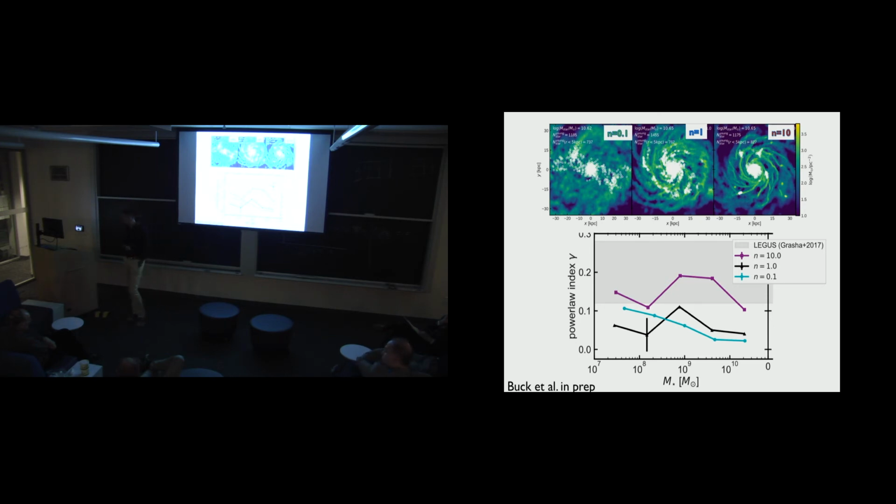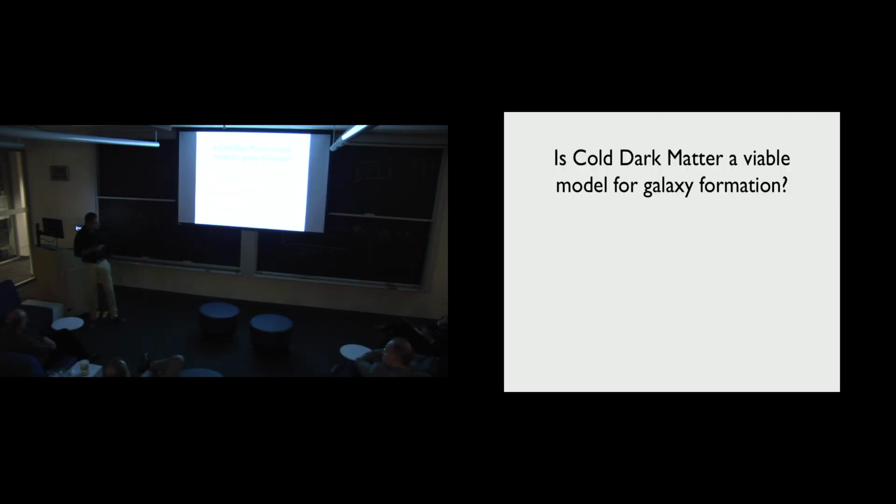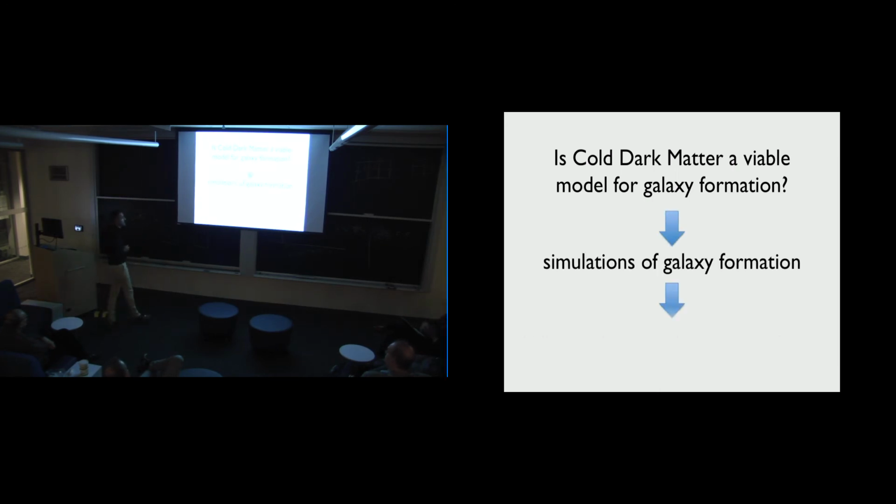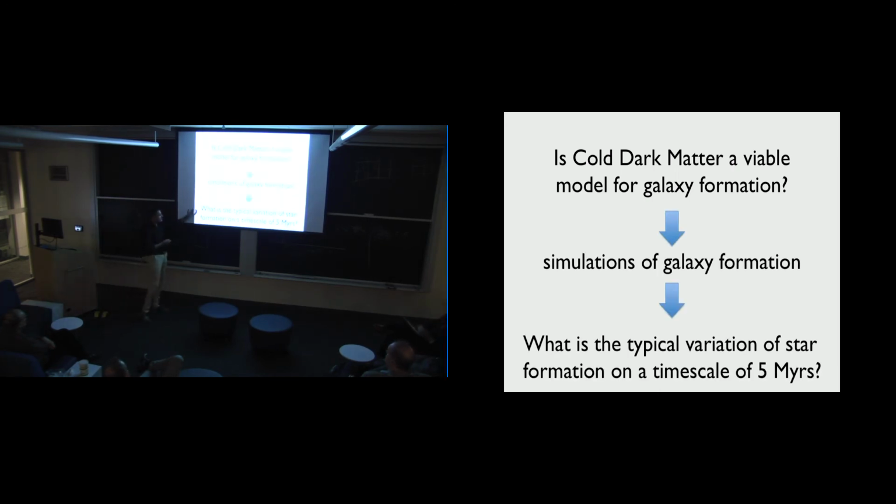So the main point here is that I don't want to convince you that we are doing better than others. What I want you to understand is that we had a very deep question: is cold dark matter a viable model for star formation? And thanks to simulation, we have been able to recast it in a very simple question, something we can observe, which is the typical variation of the star formation on a scale of 5 megayears. And that's the power of simulation. That's how you can use this to reverse engineer. If you learn about star formation and galaxy formation, you can go back and learn something about the dark sector.